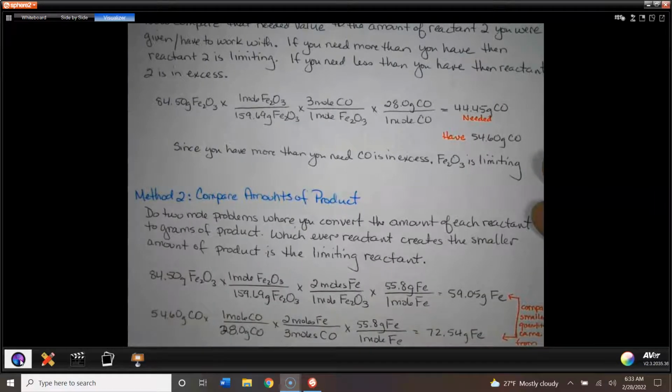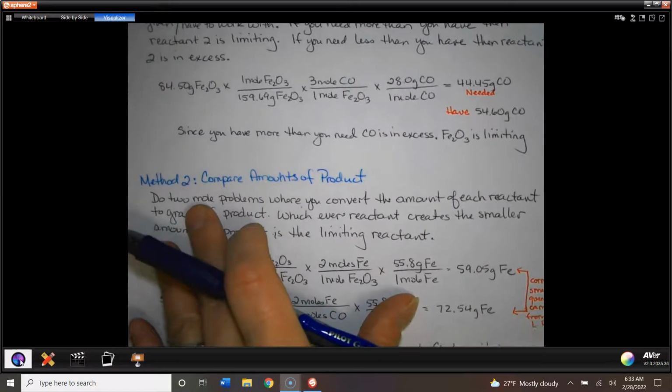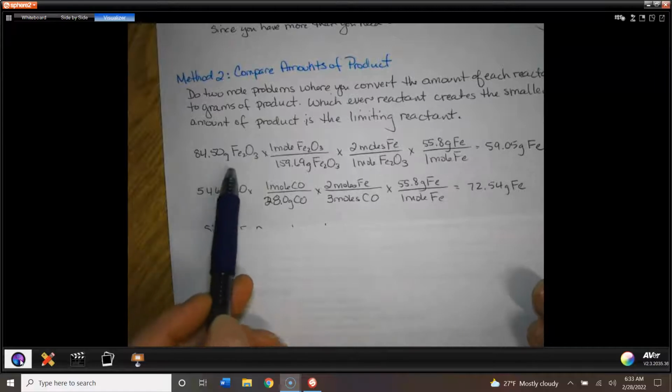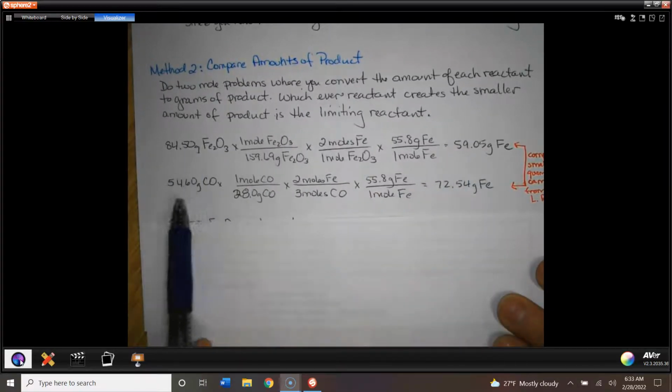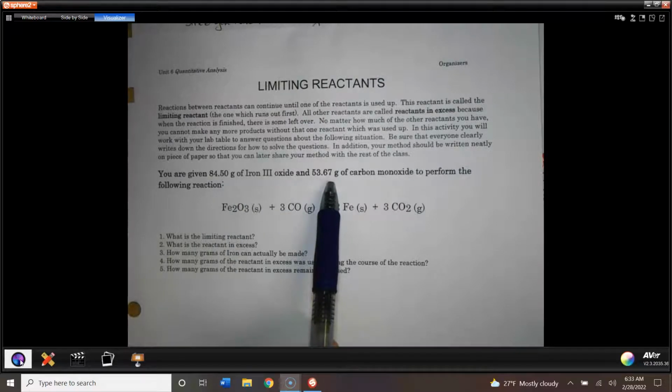So again, I'm going to do two mole problems. One is going to be from iron 3 oxide to iron. The other one's going to be from carbon monoxide to iron. And these are my given quantities. Those are the two quantities that I was given at the beginning of the problem.